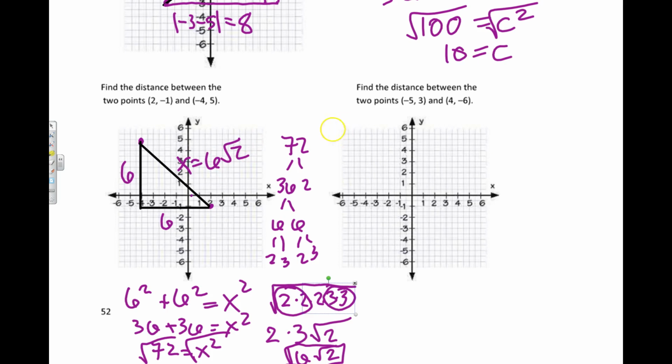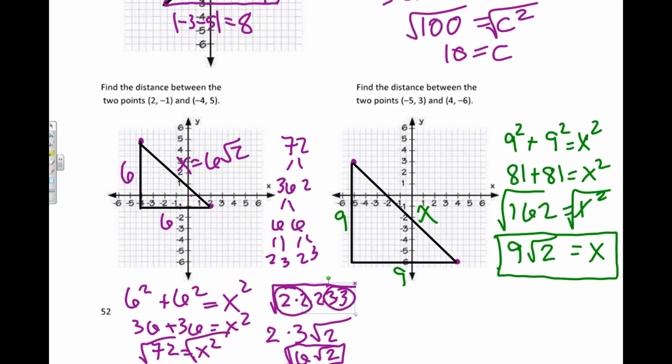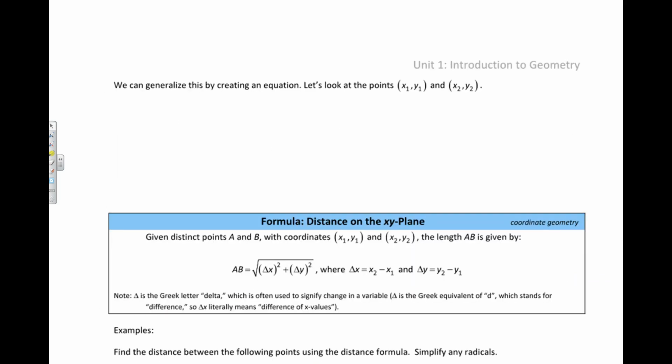All right, guys, I want y'all now to do this next one on your own and enter your answer into Edpuzzle. All right, so you should have gotten 9 square root 2 for your answer. Go ahead and check your work. Let's move on to the next problem.